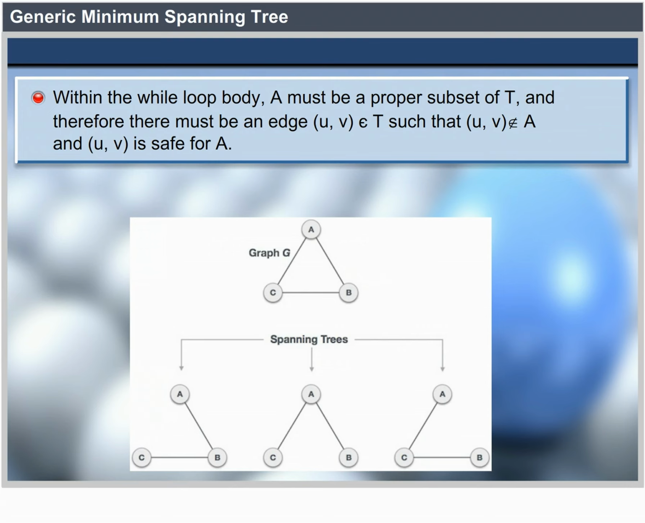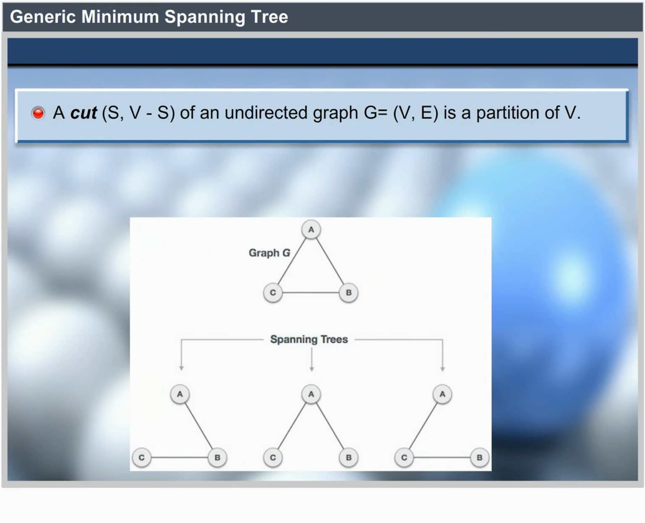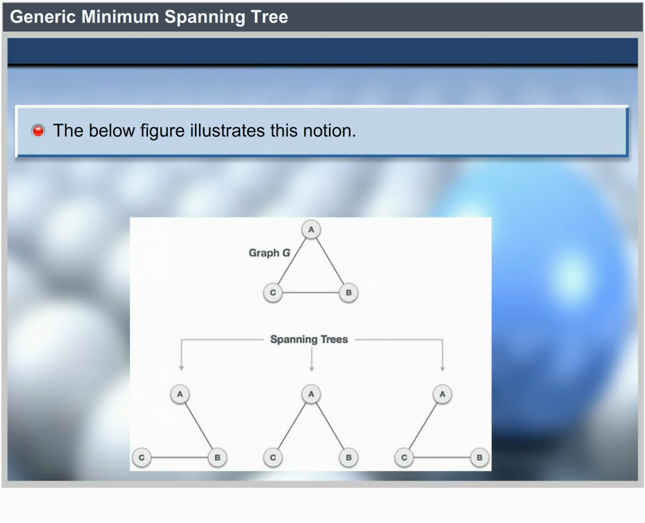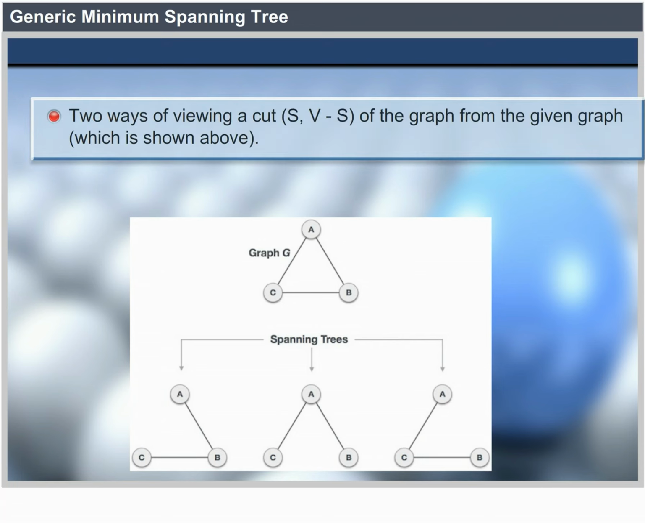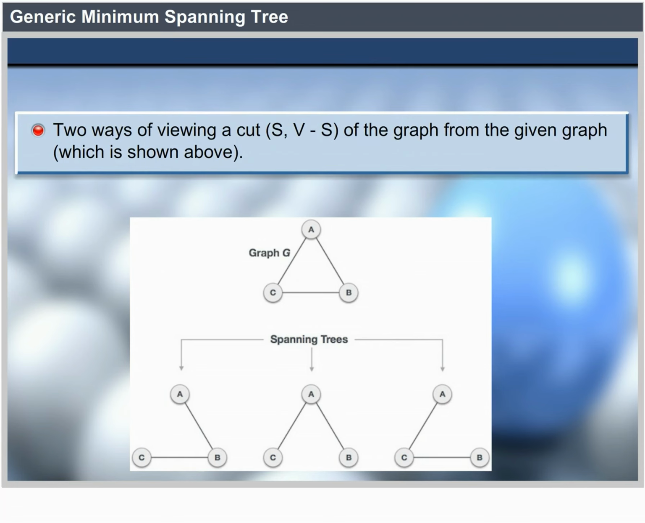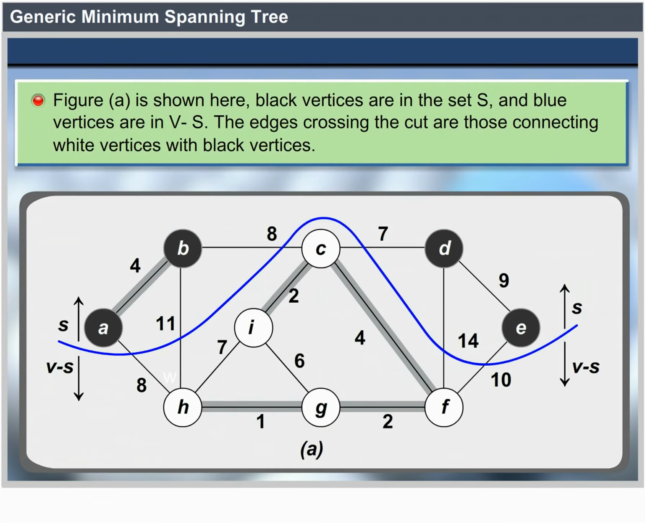A cut (S, V minus S) of an undirected graph G = (V, E) is a partition of V. The below figure illustrates this notion: two ways of viewing a cut (S, V minus S) of the given graph. Figure A is shown here. Black vertices are in the set S and blue vertices are in the set V minus S. The edges crossing the cut are those connecting white vertices with black vertices.